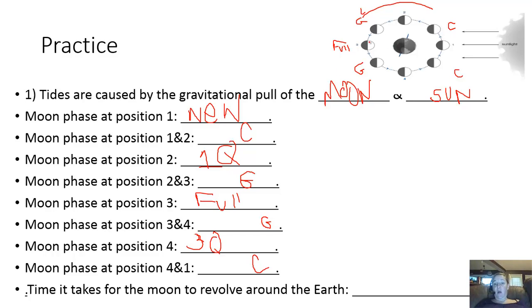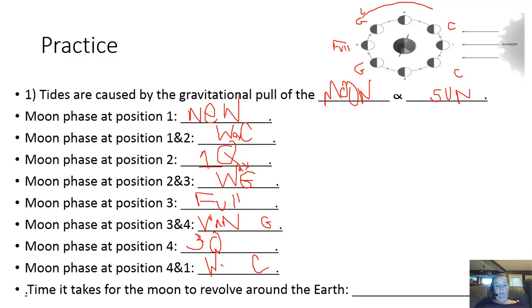So now I just have to figure out waxing and waning. Well, if I'm going from a new moon to a full moon, I'm waxing on light. I am gaining light. So therefore, this is going to be waxing, and this is going to be waxing. And if I'm going from full to new, I am waning. I am losing light, which means that this is waning.